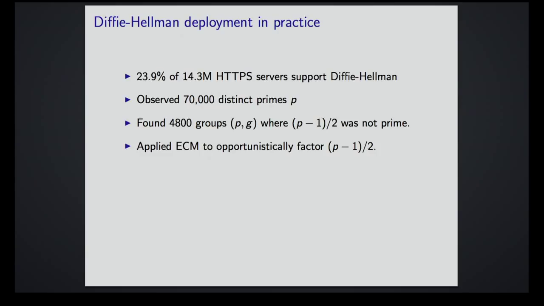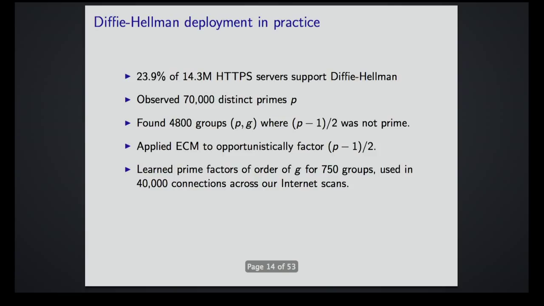So we tried to factor (p-1)/2 using the elliptic curve method, which is your preferred method if you want to find small factors of numbers. And of those, we learned prime factors of the order of the group generator for 750 groups. So at least, well, so many tens of thousands of people using these 750 primes messed up. All prime factors or some prime factors? We learned some prime factors. Not all, but this means that these are not DSA groups and that these are not safe primes. So these people have problems.